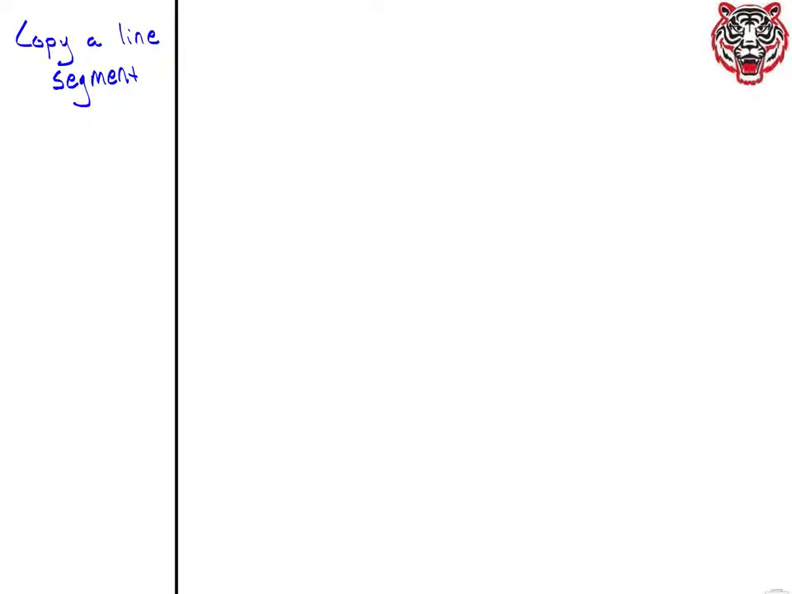I want you guys to make a line segment. With your ruler, with your straight edge, make a line segment somewhere. It doesn't have to be parallel to the paper. I mean, it has to be a straight line, but it doesn't have to be parallel to anything. You can kind of draw it diagonal like this.